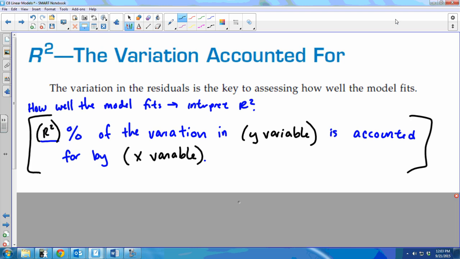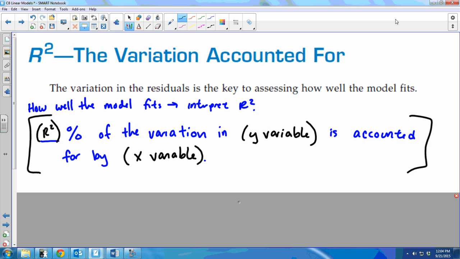So back to our example with the correlation of 1 and R squared is 100%, right? Then if I asked how well the model fits, well, 100% is the best it can be, right? R equals 1 is the best it can be. It fits amazingly well, right? So the closer you are to 100%, the better your model fits.